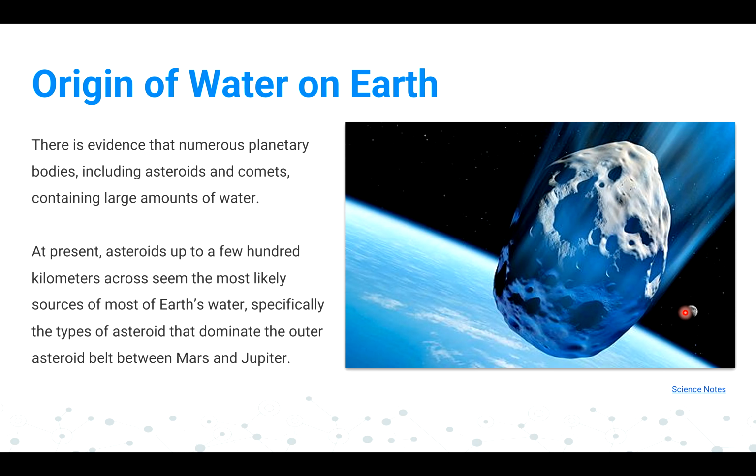But when we talk about the origin of water, there is evidence that numerous planetary bodies, including asteroids and comets, contain a large amount of water in the form of ice crystals. At present, asteroids up to a few hundred kilometers across seem the most likely source of most of Earth's water. Significantly, the type of asteroid that dominates the asteroid belt between Mars and Jupiter is the water-rich type.